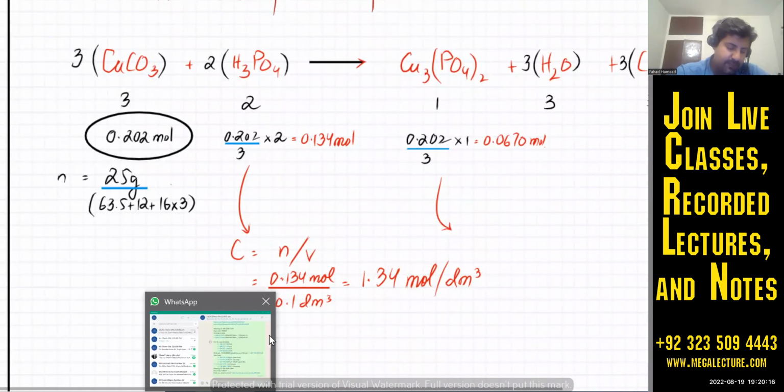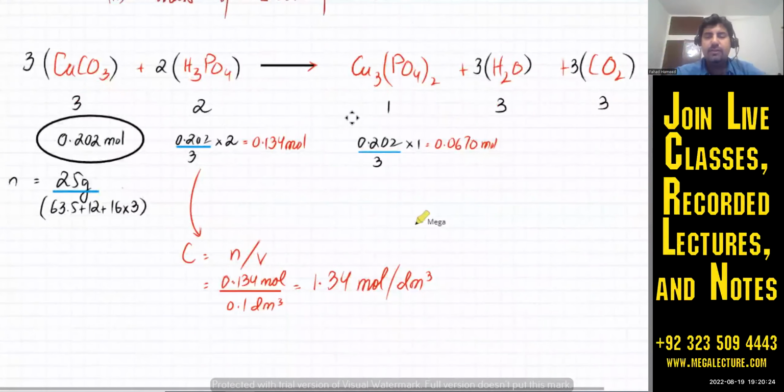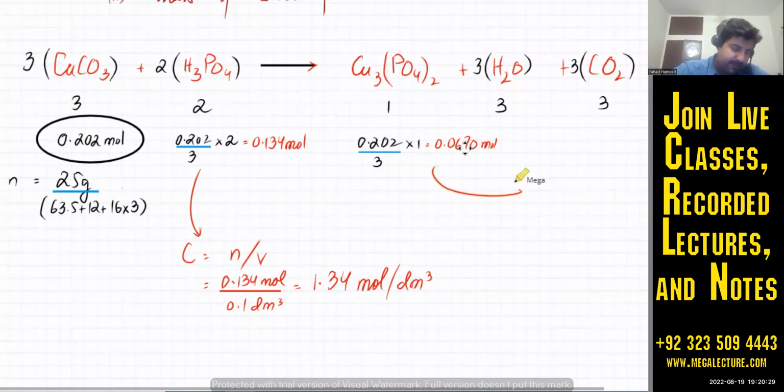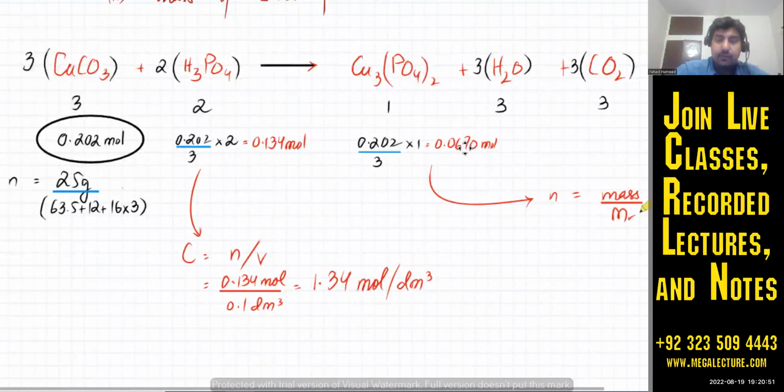And then he was asking for another thing, which is the mass of the salt that is produced, right? Now you know the moles, so how do you find mass? The formula is moles is equal to mass divided by the molar mass, right? So you have the moles. It's given over here. It's 0.670.